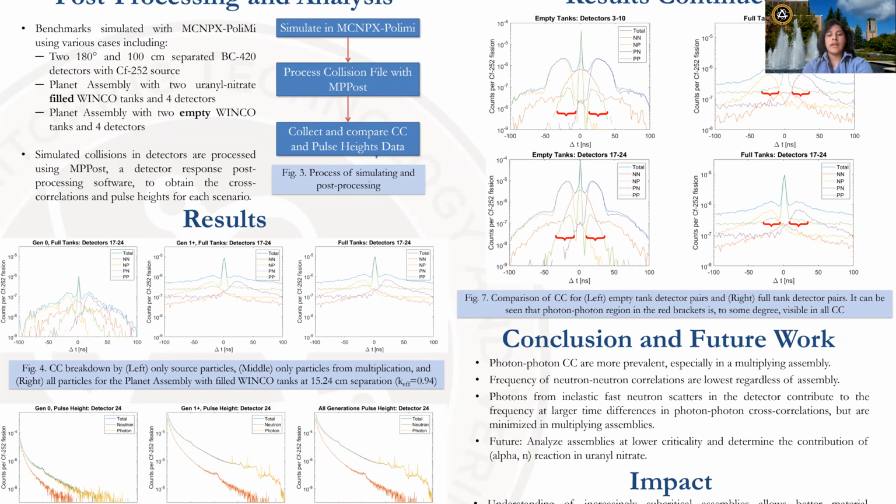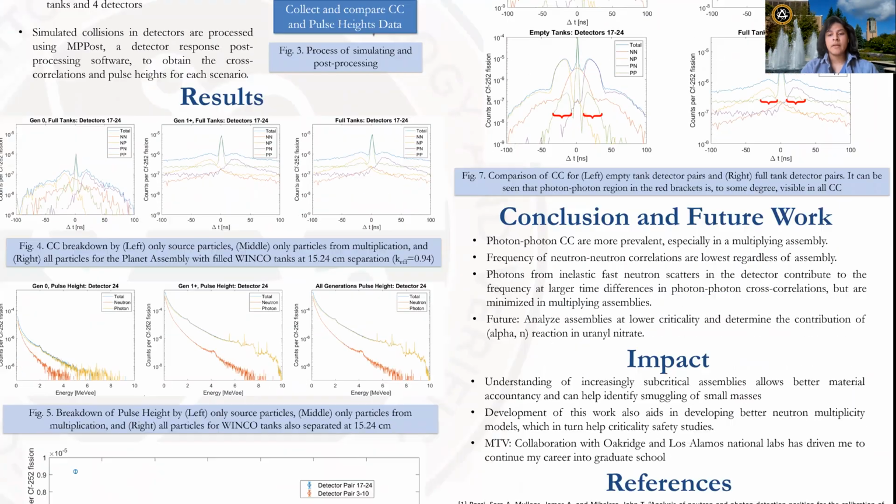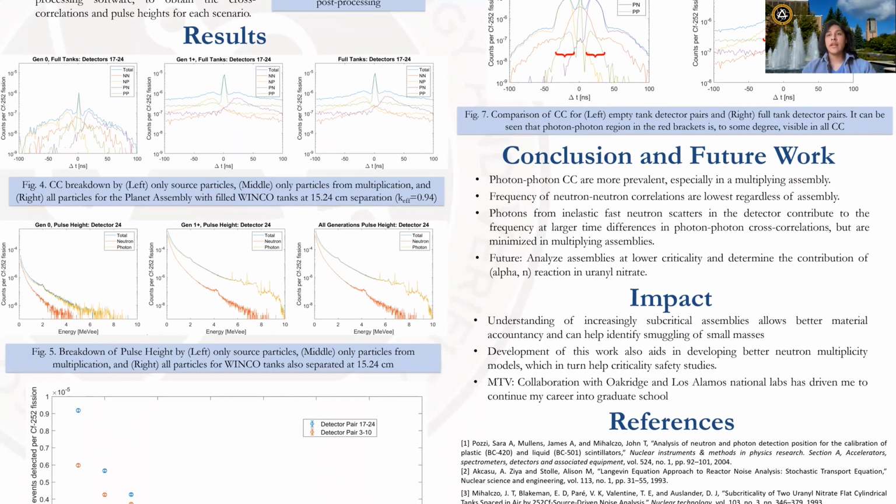Future work is to analyze assemblies at lower criticality and determine the contribution of alpha-n reactions in uranyl nitrate. The impact of this work is an increasing understanding of subcritical assemblies for better material accountancy and anti-smuggling. Specifically, we will be able to understand better multiplicity models, which will in turn help criticality safety studies.